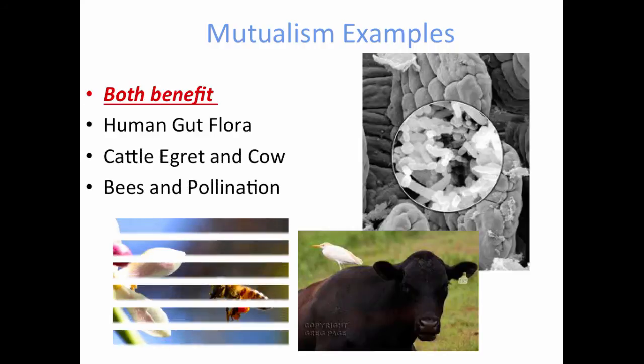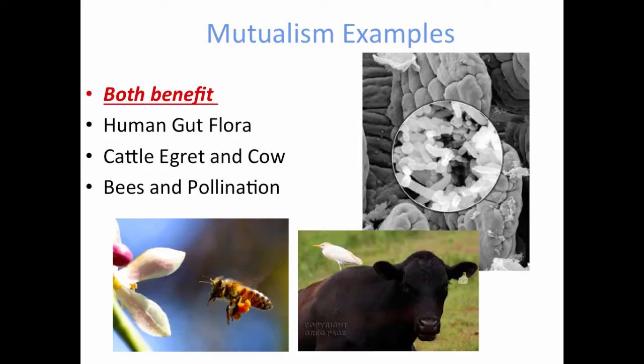Okay, so the definition of mutualism, both benefit, like a human gut flora, which means that we have bacteria that lives inside of our digestive system, which helps to break down our food. Bacteria gets a place to live in free food. We get our food helped breaking down. Cattle and the cowbird, bees and pollinating flowers are all examples. And you only have to pick 2 of any of the ones that I say.